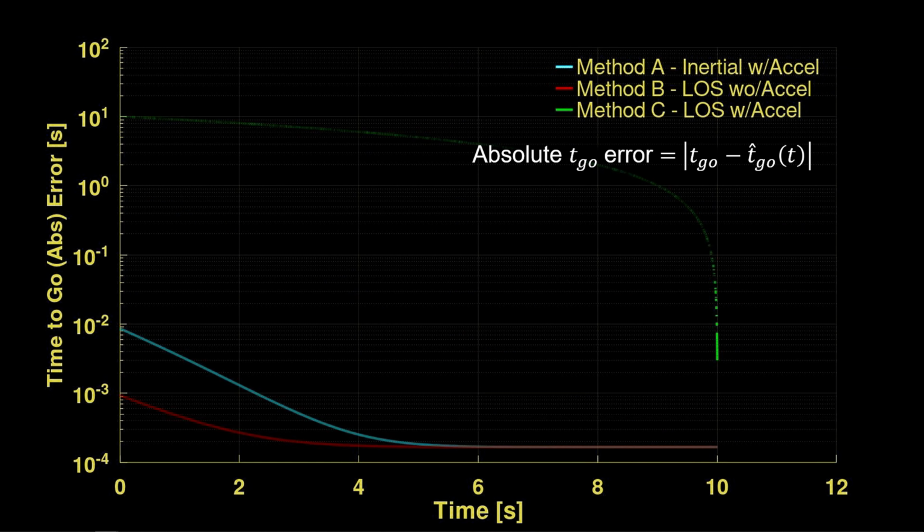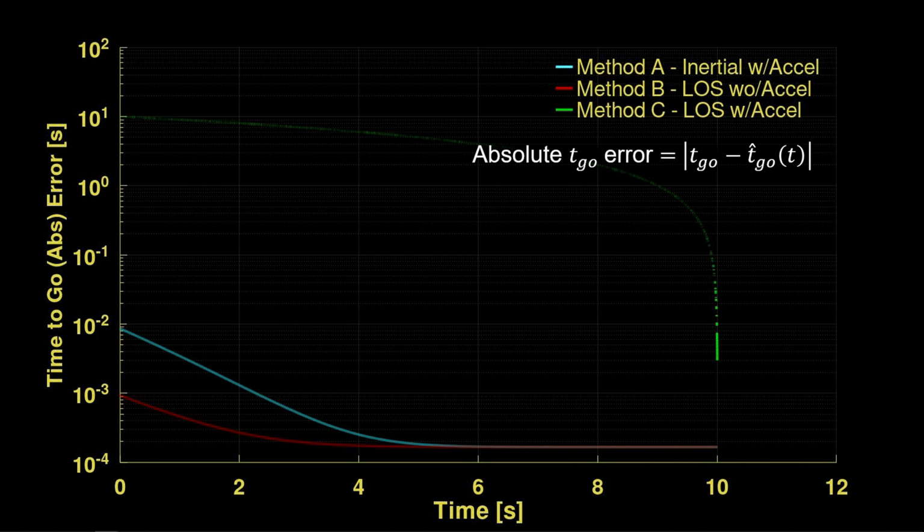Plotting the error signal between the actual and time-to-go estimates, we observe an intermittent signal in method C with large errors that then decrease. Methods A and B produce excellent results as we saw earlier, converging to near 1e to the -4 seconds. We'll address the failure of method C shortly.